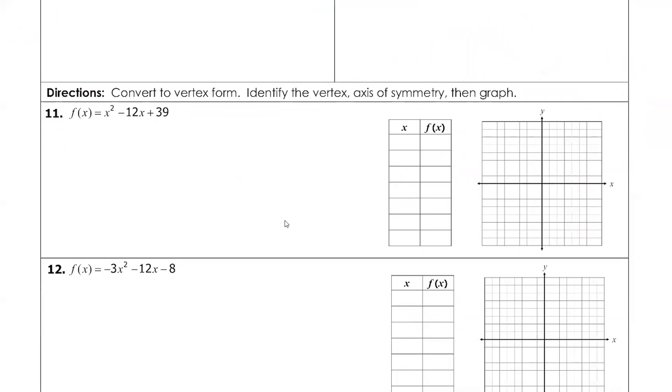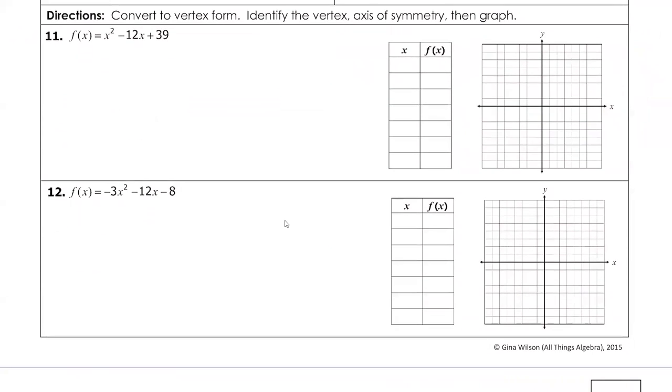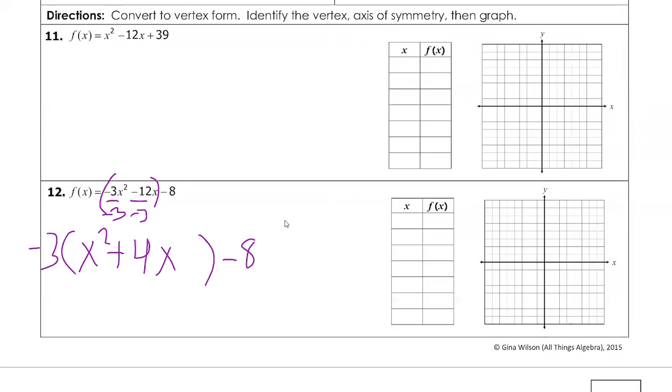I'll do number 12 because it's a little bit more to it than number 11. So I'll do the harder of the two. You would want to group up your first two things. We got to pull out this negative 3, so I would divide both my x terms by that. So that would be x squared, that would turn into a plus 4x, leave a little bit of space. The minus 8 just comes along.